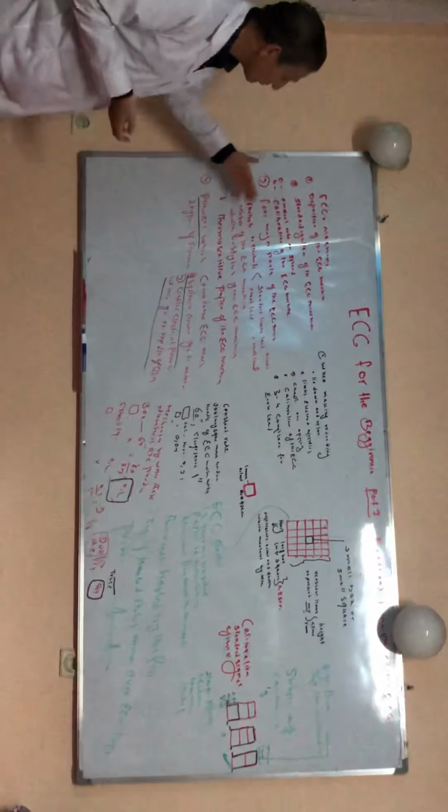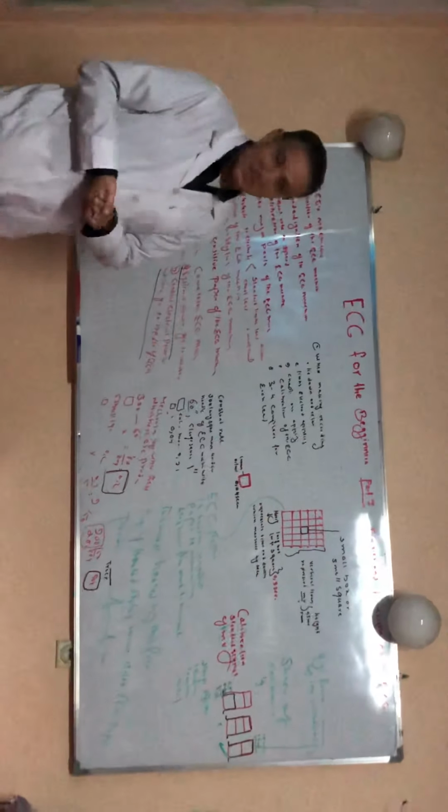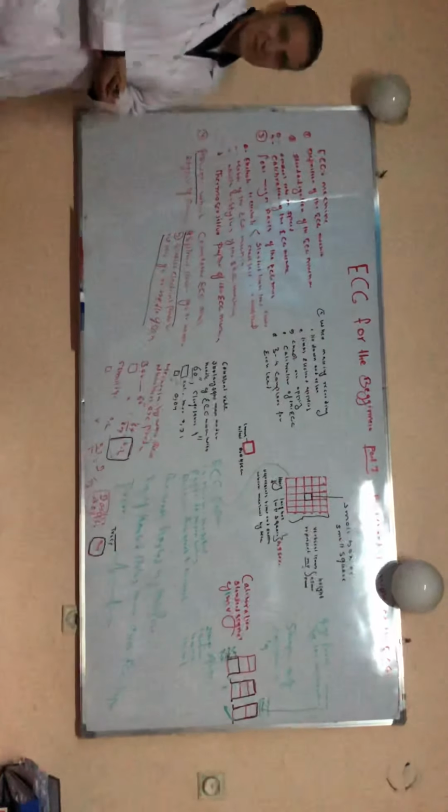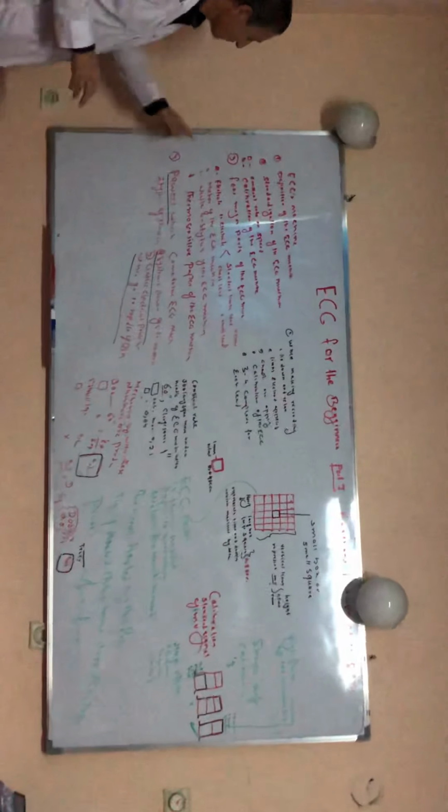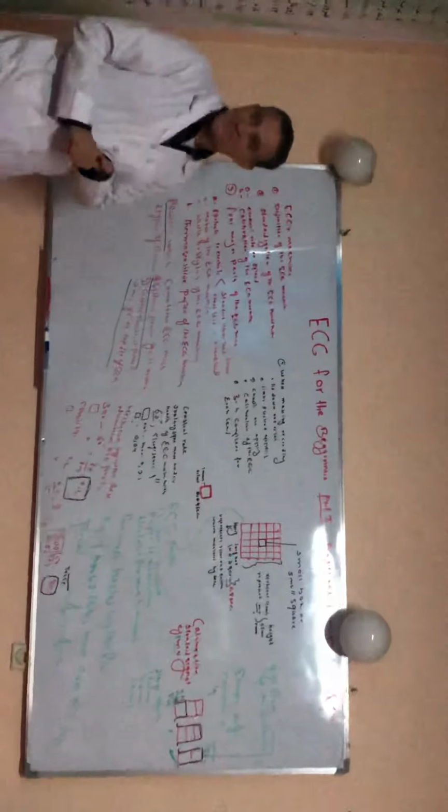Now we will come to the 4 major parts of the ECG machine. This ECG machine is made mainly from 4 parts. The first important part is the electrode. The ECG machine has 10 electrodes and they produce 10 leads. 4 of them are called limb electrodes and the other 6 are called chest electrodes.